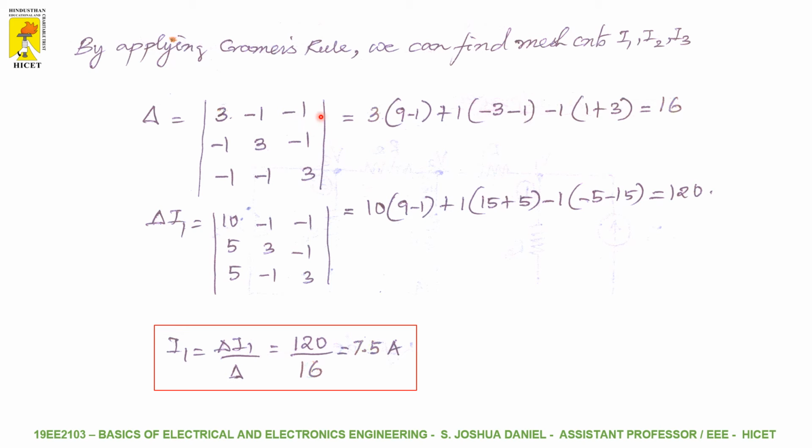The last one is minus 1 into minus 1 into minus 1 minus of minus 1 into 3, which is nothing but equal to 16. Similarly, we need to find delta I1. How do we find delta I1? We replace the first column with the voltages 10, 5 and 5. And we find the similar method as we found out for delta. We are solving it and getting the answer as 120. So what is I1? Delta I1 divided by delta, which is nothing but 120 divided by 16 is equal to 7.5 ampere.